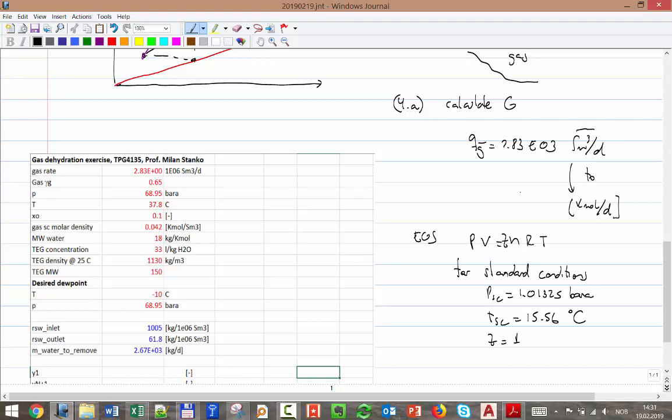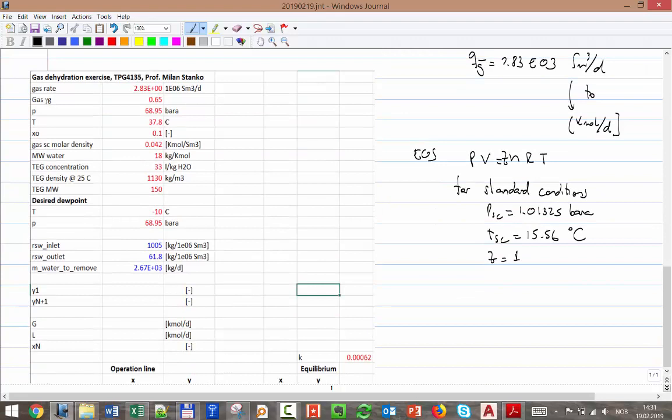Z is 1 because it behaves like ideal gas. What do I want to clear from here? I want to clear the volume divided by N, or actually the opposite, because I need the molar density, which is N divided by V. Let's call it rho with a bar on top. That's what is going to change. The units are kilomole divided by standard cubic meter.